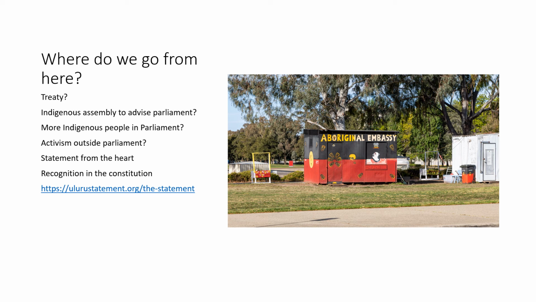So I suppose the question is what happens from here? There are calls for a treaty between Indigenous and non-Indigenous people. And of course, in New Zealand, there was a treaty between the Maori and the English. There's been a suggestion that there should be an Indigenous Assembly to advise Parliament. There's also people saying we should just vote in more Indigenous people in Parliament.